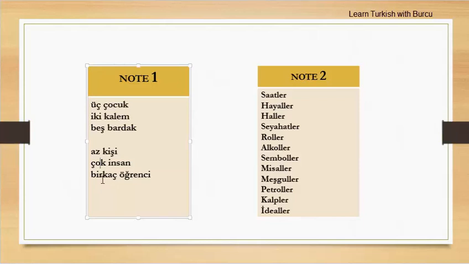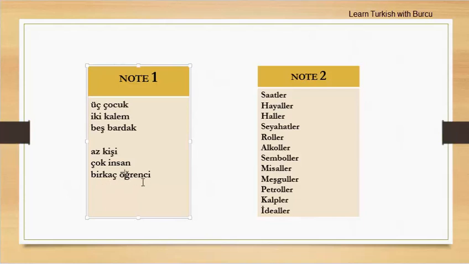Birkaç is like few. It's like some. Okay? So, again, this shows that it's more than one. But we still use the singular form of this word. It means öğrenci. It means student. Öğrenci, student. Birkaç öğrenci. We don't say birkaç öğrenciler.